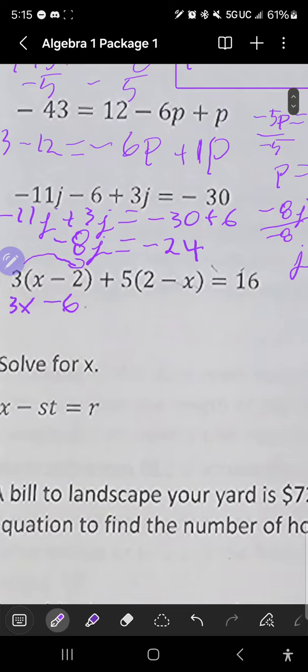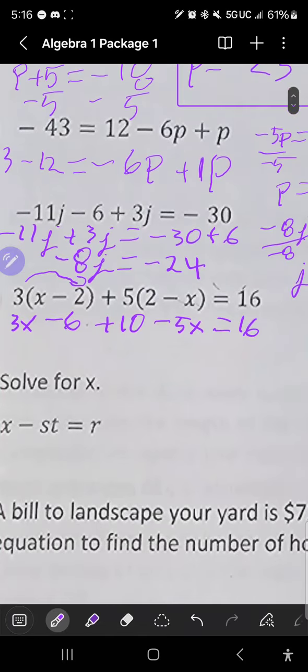Now, let's do this part. Plus 5 times 2 is 10. Since they both have positive signs, the result will be positive. 5 times negative x, since they have different signs, the result will be negative, and we will get negative 5x equals 16. Now we'll do what we have been doing since the first exercise, keeping the variables on one side and keeping the integers or numbers on the other side.